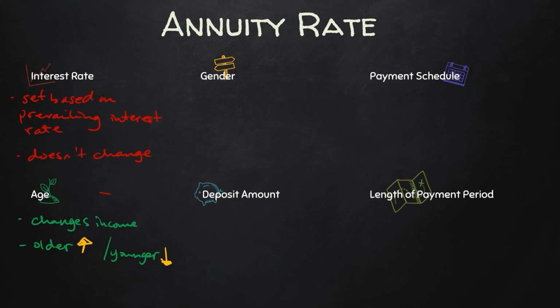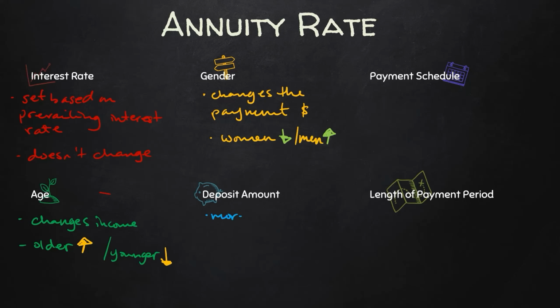Gender also changes the payment amount. Women get a lower payment because they have a longer life expectancy than men do, and so their payment amount will be less than a man who is the exact same age as them. The deposit amount is the initial deposit that you're putting into that annuity. And annuities are really like anything in life. The more that you buy, the better deal you get. And so the higher annuity rates are given to larger deposits that are put into annuities.